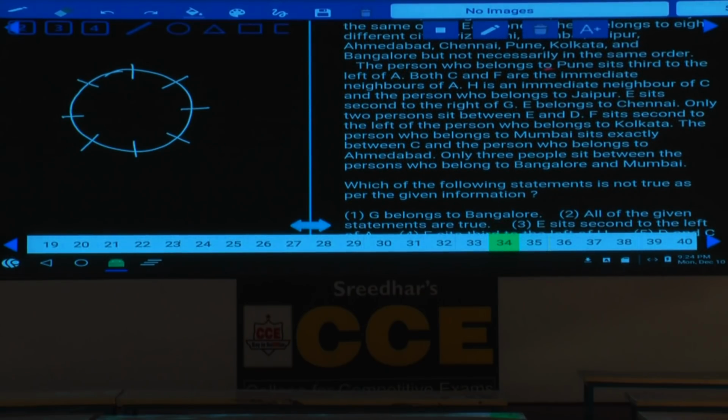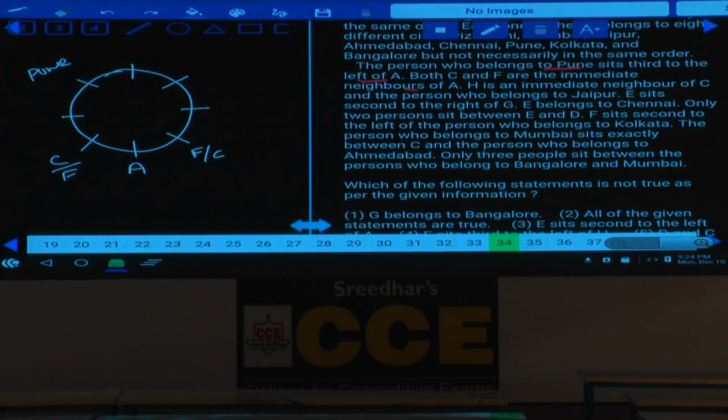The person who belongs to Pune sits out to the left of A. Now I am writing A at this place. If A is here, the person who belongs to Pune sits out to the left of A, and the person Pune must be at this place. Next one. Both C and F are the immediate neighbors of A. If C is here, F will be here, or if C is here, F will be here. How many possibilities? 2 possibilities. Whether C can be to the left hand side of A or to the right hand side.